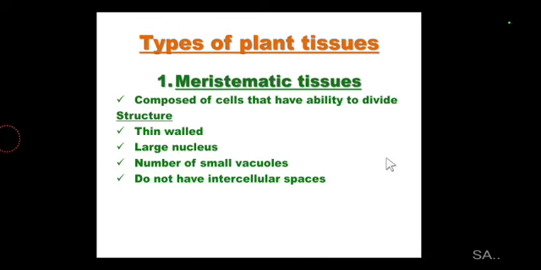Well, we are proceeding with the meristematic tissues first. I hope that you know now that the meristems are basically composed of cells that have the ability to divide, and they're undifferentiated. They are the smallest in size. If you look at their structures, then they are thin-walled. They bear a large nucleus, and they contain a number of small vacuoles, and they do not have intercellular spaces. So they are compactly arranged. Okay, no space between their cells.